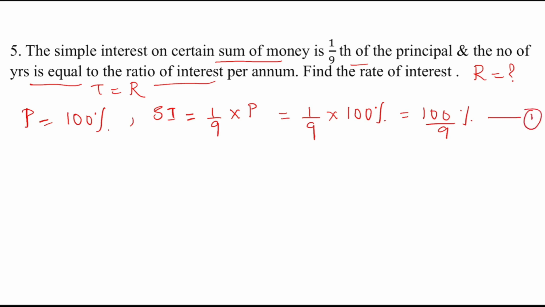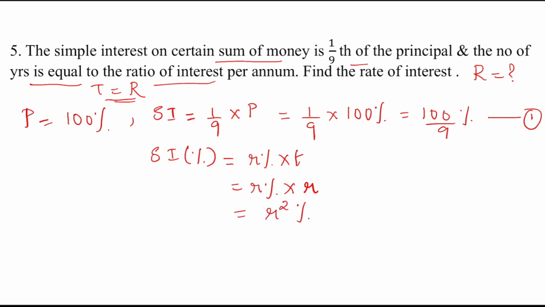Now SI percent we always find out, SI in terms of percentage. In terms of percentages, we know it is R percent into time. But they are saying time is equal to R. So we can take R percent into R, because time is equal to R. So R percent into R is R square percentage. Let this be equation number 2. Now SI in percentage it is 100% by 9, and SI is also R square percent.